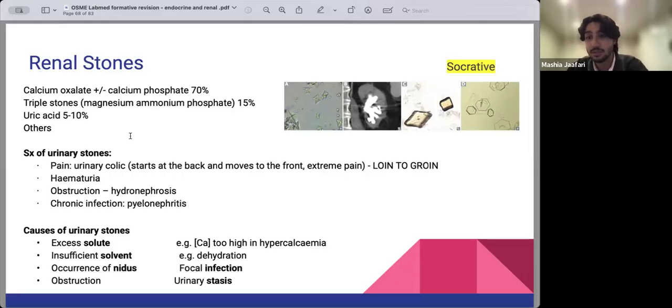You can get hematuria because of the stones causing damage to your bladder epithelium. And you can get obstruction. If the stone is big enough, it can obstruct and you can get hydronephrosis, but that is if the stone is really stopping all urine flow. If it's stopping urine flow, then the urine stasis means that bacteria can stay in the renal system and go back up to the kidney and cause pyelonephritis.